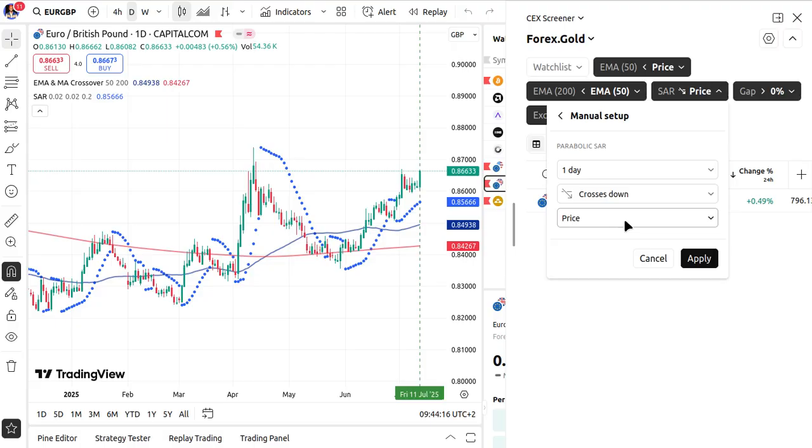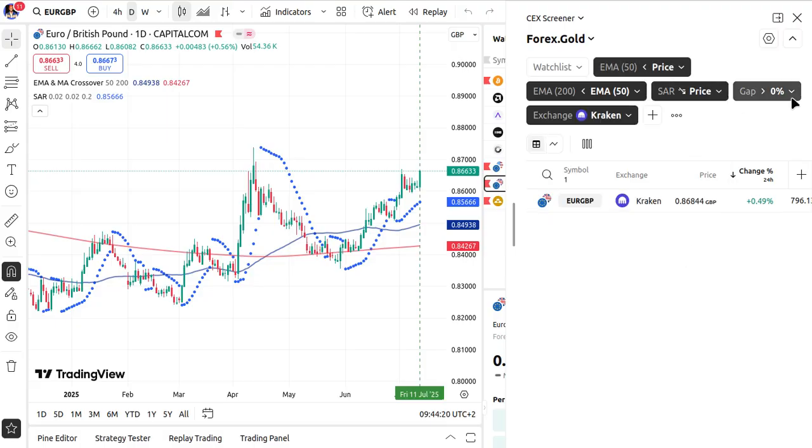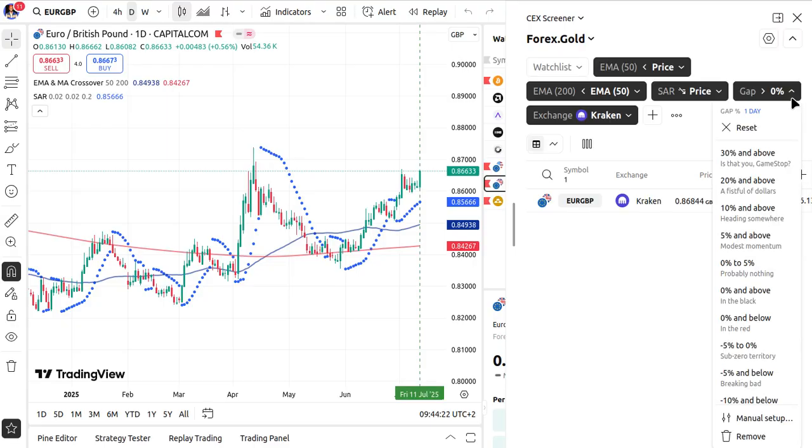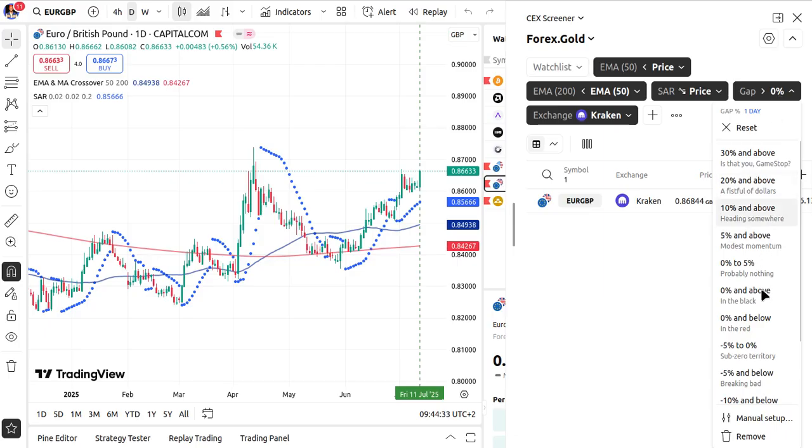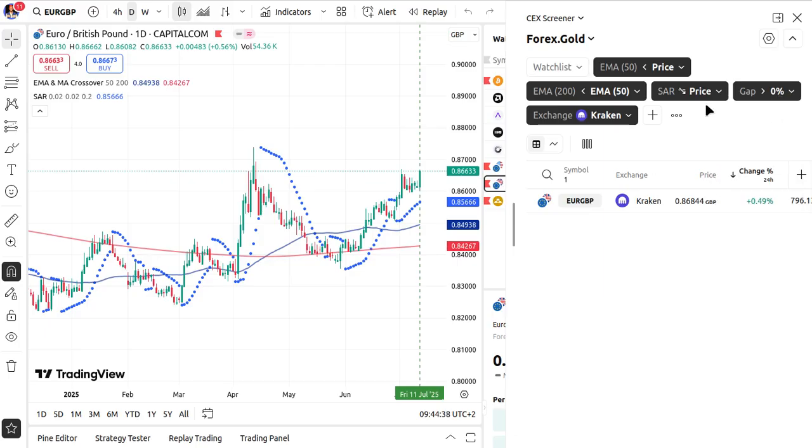Cross down on the price in the day, you apply that. Then finally you want it to gap, so you say 0% and above. This is the one that you select. All right, so it's right here. You just say 0% and above. Then this is exactly what will happen.